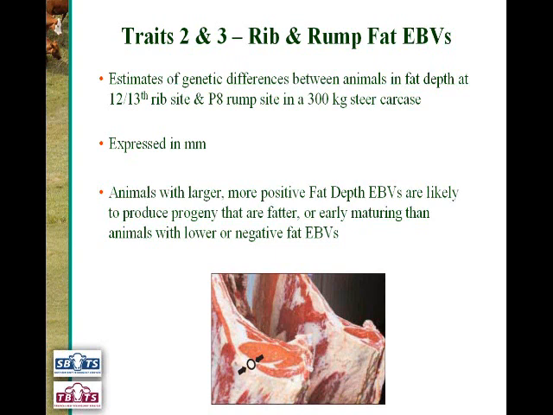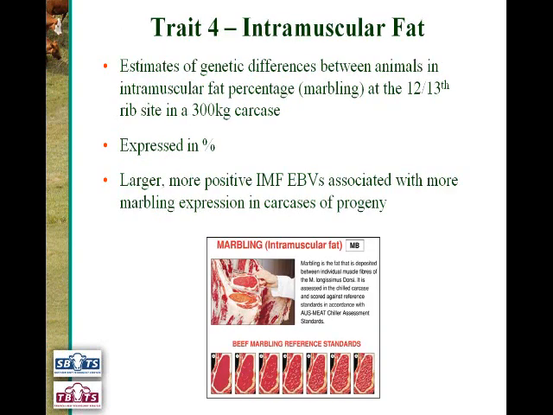We'll move to the fourth EBV that we'll talk about tonight, the intramuscular fat EBV. The other name we can often refer to it as is marbling. The intramuscular fat EBV gives you differences between animals in the intramuscular fat percentage, the amount of intramuscular fat in the eye muscle between the 12th and 13th rib, again expressed in a standard 300 kilo carcass. The EBV is expressed in percentage of intramuscular fat, with larger or higher IMF EBVs being associated with greater amounts of intramuscular fat and therefore higher marbling expression in the carcasses of the progeny.